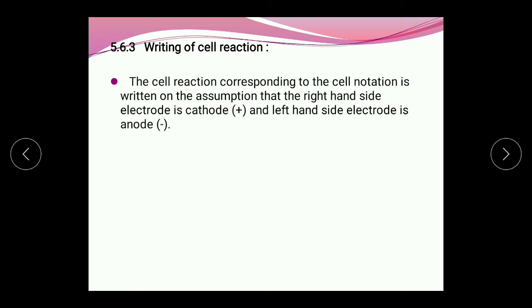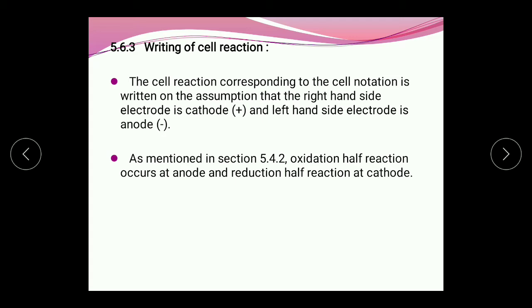The first important point is that the cell reaction corresponding to the cell notation is written on the basis that the right hand side electrode is the cathode and the left hand side electrode is the anode. Always remember this. It's very important. Left hand is always anode, and at anode there is oxidation. Right hand is always cathode, and at cathode there is reduction. These assumptions should be in your mind while writing cell reaction.